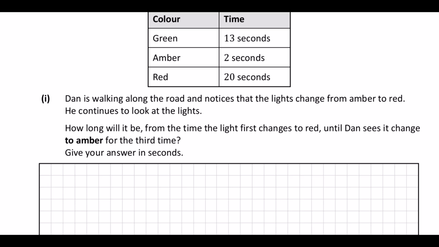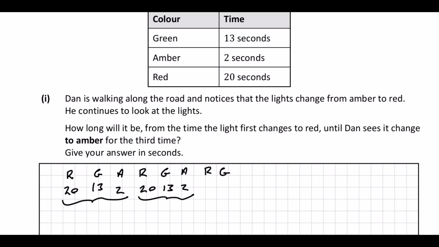So we're going to start with red, and that's going to be on for 20 seconds. Then it's going to go to green. That's going to be on for 13 seconds. And then finally amber, and that's going to be on for 2 seconds. So that's going to be the sequence then. It says for the 3rd time that he sees amber. So it's red, green, and amber again. So that's 20, 13, and 2 seconds. Let's go again. Red, green, and amber for the 3rd time.